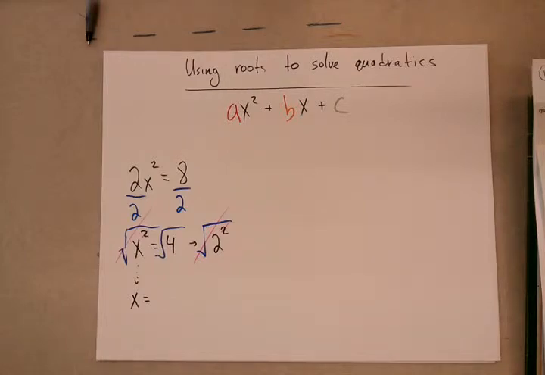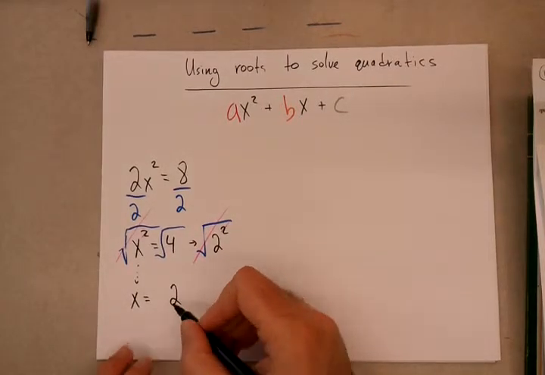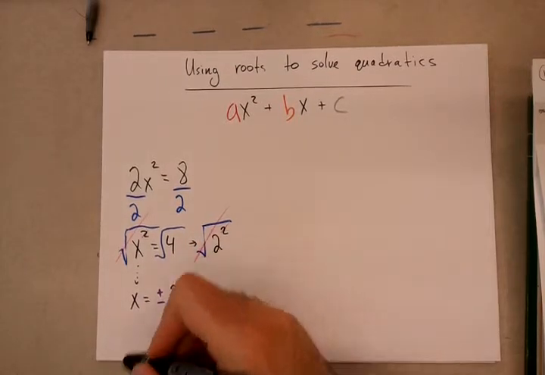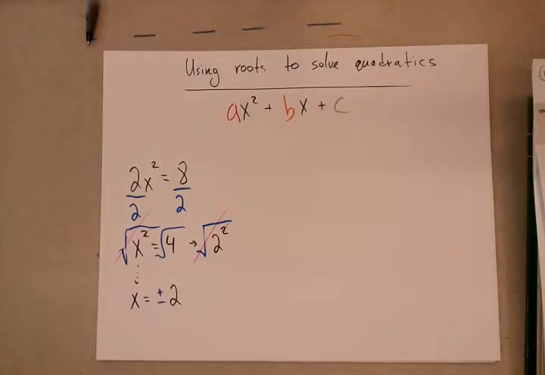So that's going to give me x equals 2 with a small little caveat. It's not just a 2, it's a plus or a minus 2. Now what does that mean? That means x can either be a positive 2 or x can be a negative 2. Why do we have to specify that? Why not just say a 2?